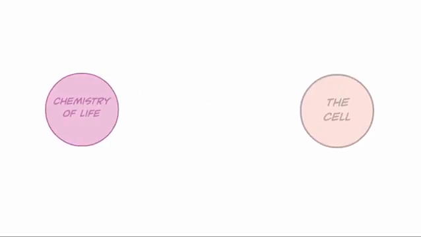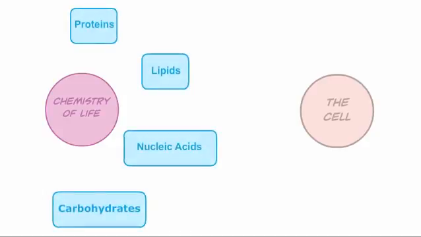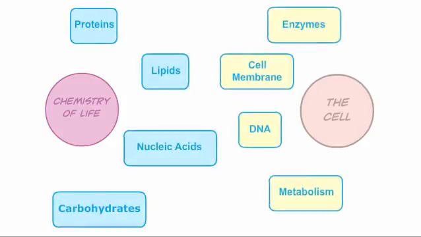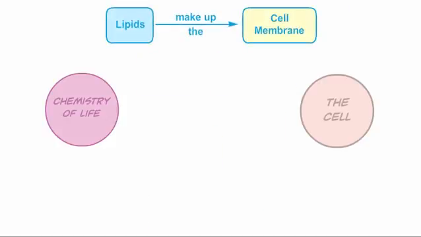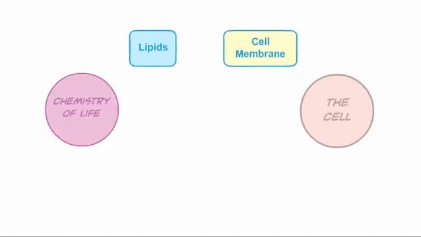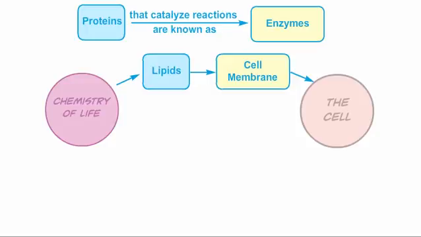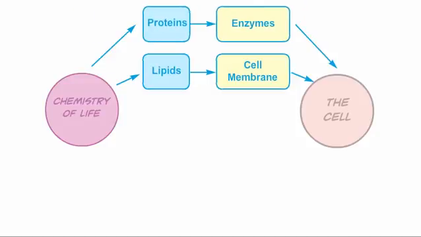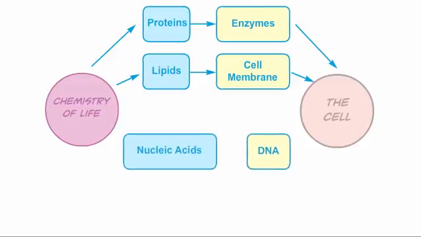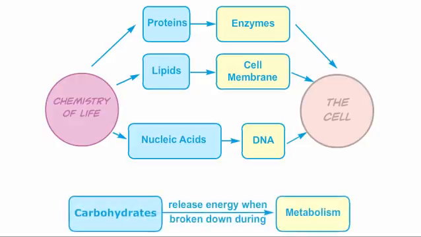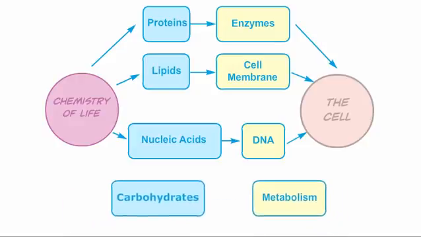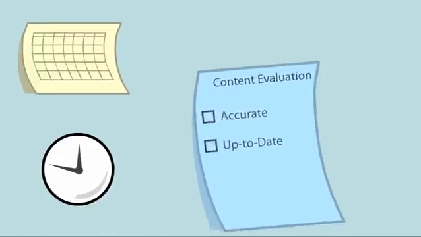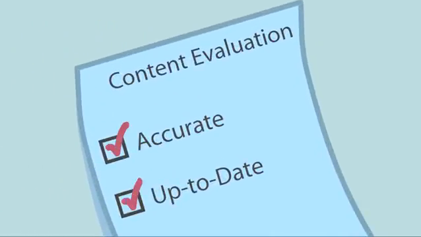For instance, when moving from the chemistry of life to the topic of cells, a curriculum might connect the 4 biological molecules covered in chemistry of life with their functions in the cell. Connections might include the idea that lipids make up the cell membrane, the notion that proteins that catalyze reactions are known as enzymes, the fact that nucleic acids include DNA, and the idea that carbohydrates release energy when broken down during metabolism. An effective curriculum needs content that is accurate and up-to-date.